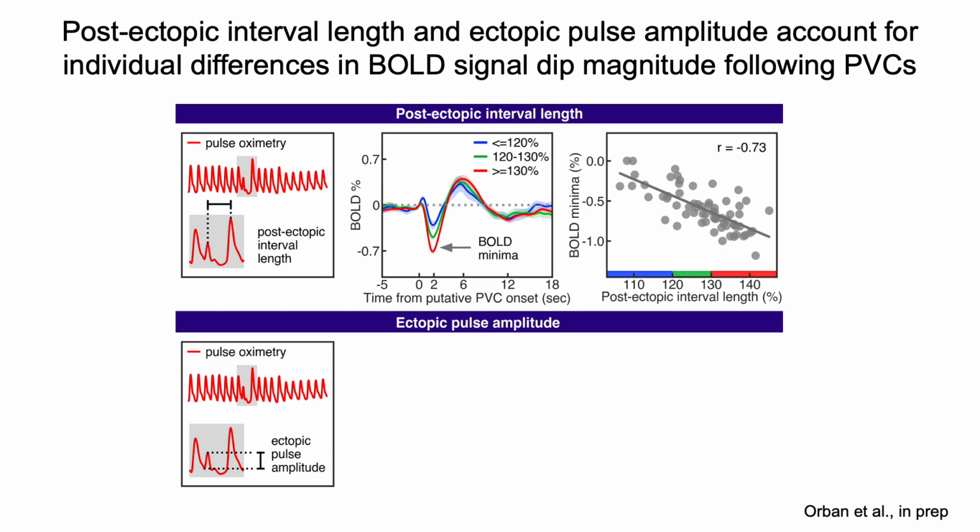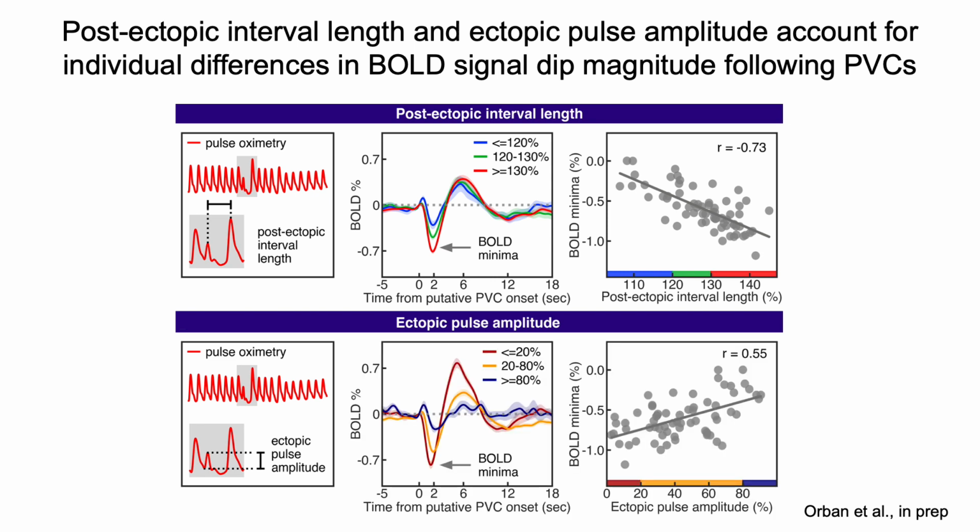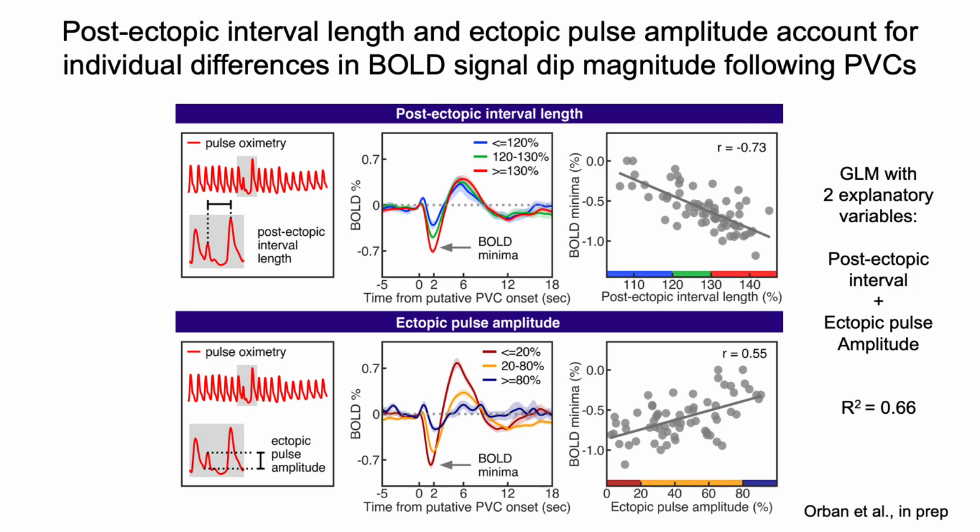Next, we examined the impact of the amplitude of ectopic pulses. We predicted that a smaller pulse would produce a bigger drop in BOLD signal, as it may suggest lower levels of perfusion. Indeed, we found a strong correlation between ectopic pulse amplitude and BOLD signal minima. Again, the colors in the 2 plots refer to corresponding bins denoting different ectopic pulse amplitudes. When we entered the 2 measures into a single GLM, it explained 66% of the variance in BOLD signal minima. This provides strong evidence that individual differences in the magnitude of BOLD signal responses to PVCs are closely related to their pulse wave properties.